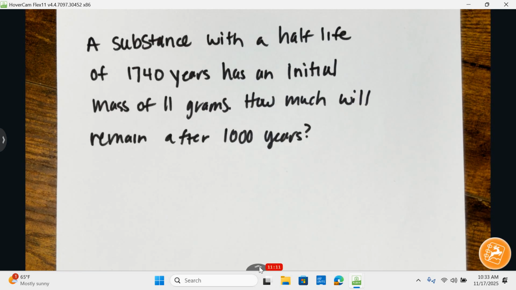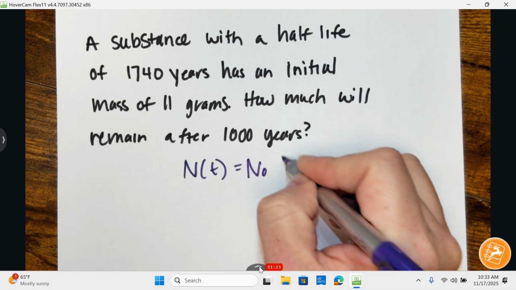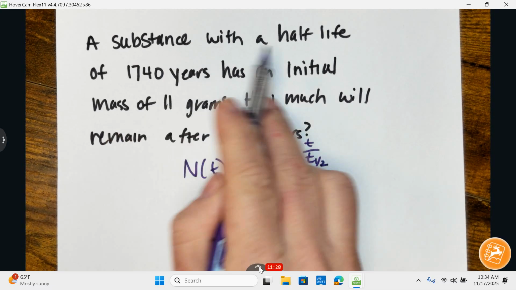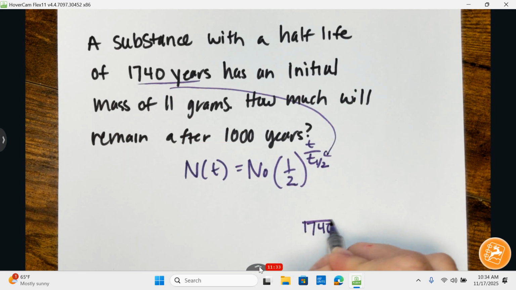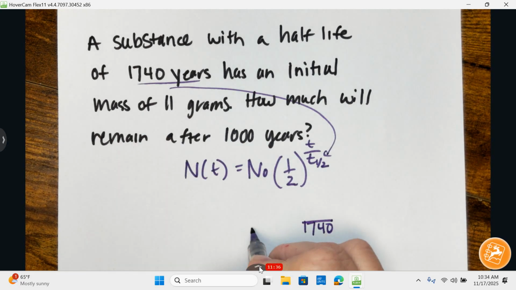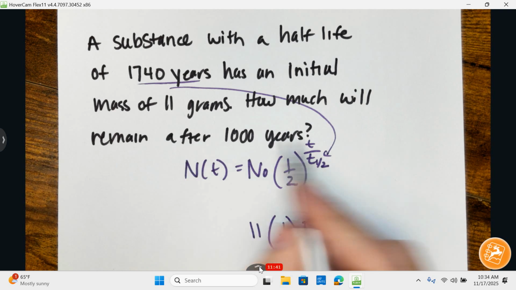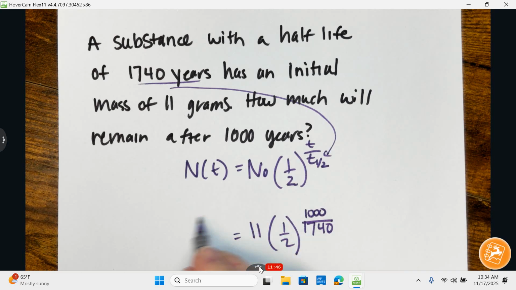All right, our last example here. A substance with a half-life of 1,740 years has an initial mass of 11. How much will remain? So we're always going to start by writing this formula when we talk about half-life. Okay, a substance with a half-life. So we know this is the half-life. Has an initial amount of 11. And how much will remain after this? So this is the elapsed time, and we want to know how much will remain. This is our remaining amount.